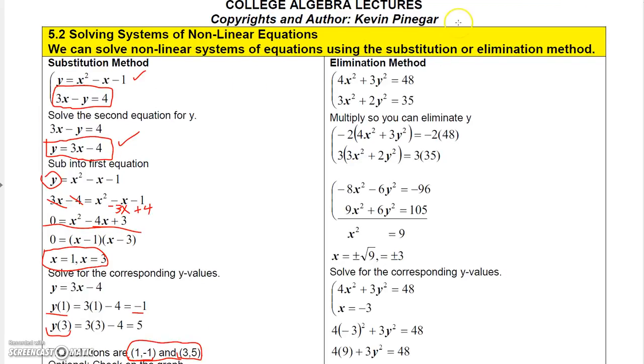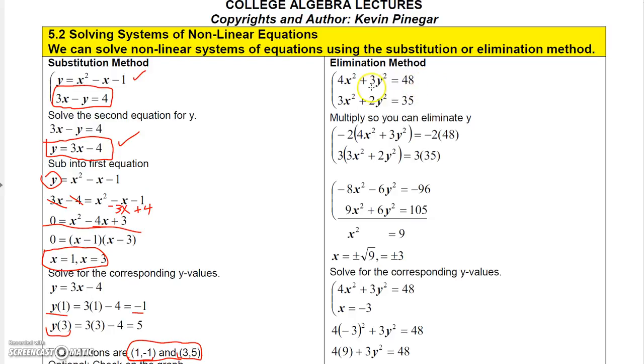Okay, let's take a look at this one. This next one, I could solve it using the substitution method, but that would require me solving for one of these variables, and it would involve me getting some square roots, which would probably be a bit of a pain.